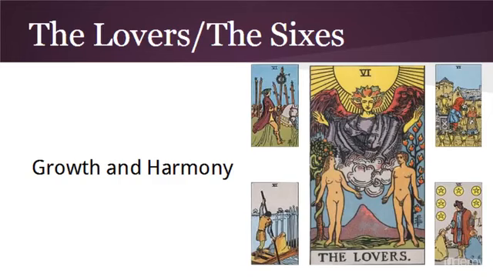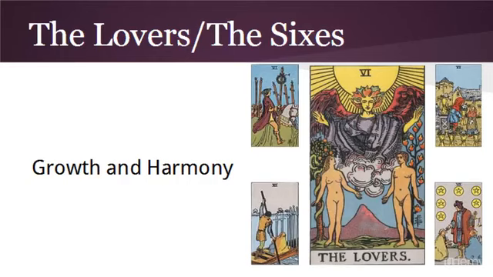So now we get to 6, which is growth and harmony. And if you look at each of the 6s, it's a certain type of growth and a certain type of harmony. With the 6 of Wands, it's growth into a leadership position and maintaining harmony between you and the people that you're leading. With the 6 of Pentacles, it's growth based on receiving help, but it's also harmony between the person receiving the help and the person that is giving the help.